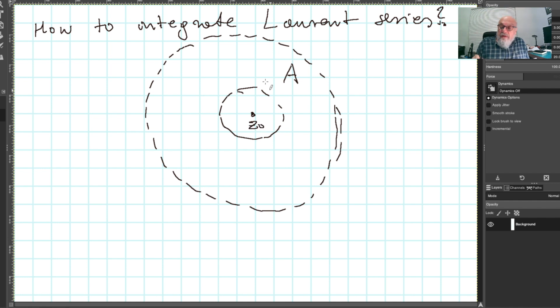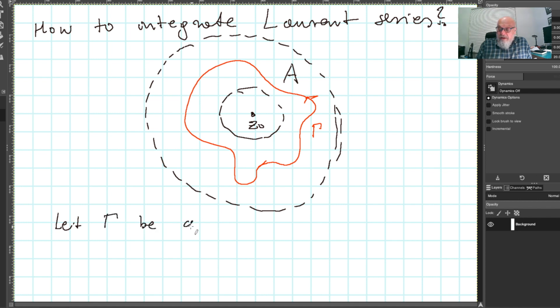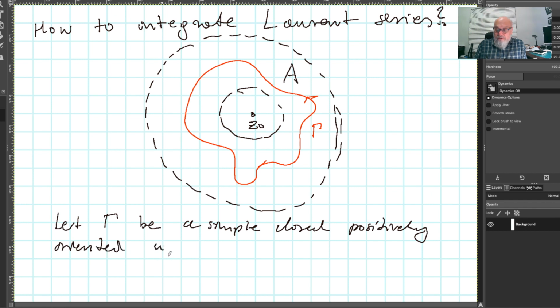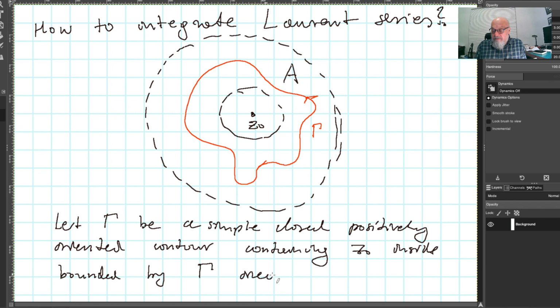And now I have here a path of integration, any path, positively oriented, like this, to protect the contour. Let's call it gamma. Let gamma be, just for simplicity, a simple, closed, positively oriented contour surrounding or containing z0 inside, bounded by gamma area.